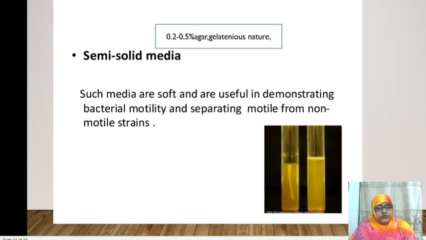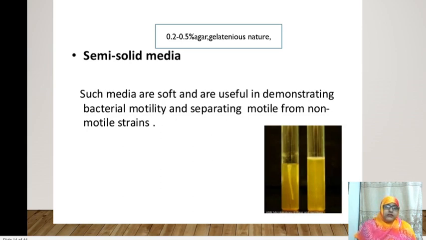Then solid, liquid, and now semi-solid. You can see here the percentage 0.2 to 0.5% agar. Gelatinous nature, jelly-like nature, gelatin-like, jelly-like. Such media are soft and used in demonstrating bacteria motility and separating motile from non-motile strains.